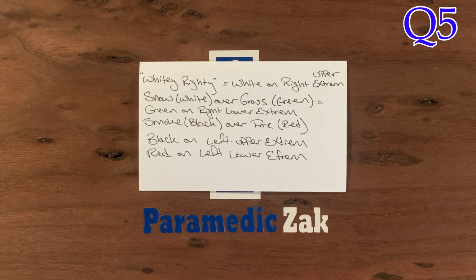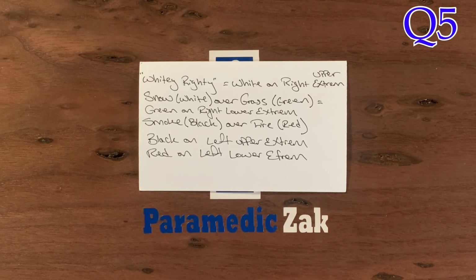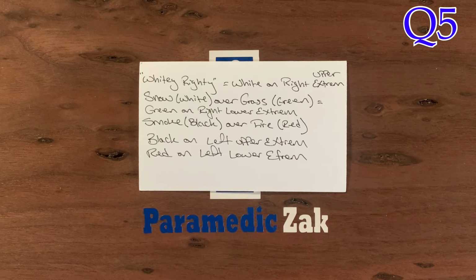There's a great little thing to remember this. It's called whitey-righty, which simply means that your white lead is going to go on your patient's right side. It's going to be the uppermost lead, and the way to remember that is snow over grass. That is, your white lead is going to go above your green lead. Same on your left side. You can remember it by smoke over fire, meaning that your black lead is going to go over your red lead. So your black lead is on your left bicep and your red lead is on your left calf.